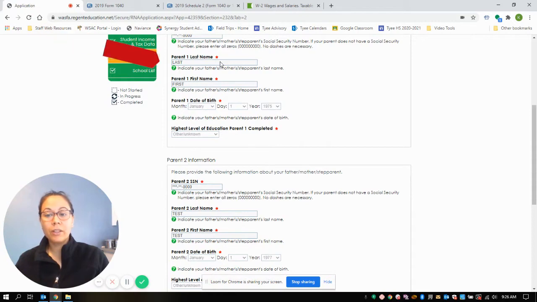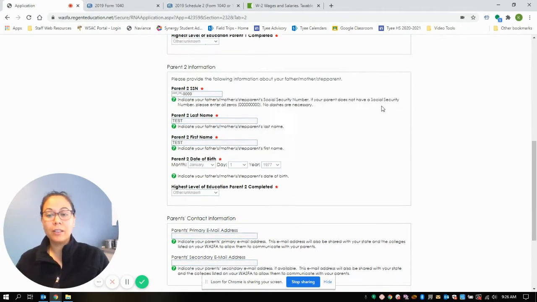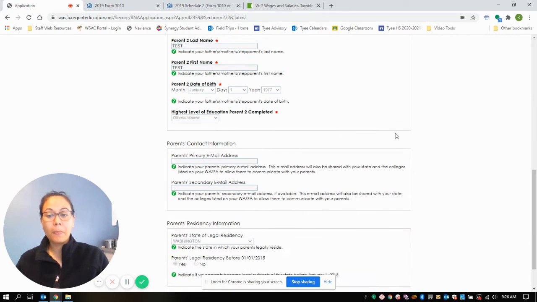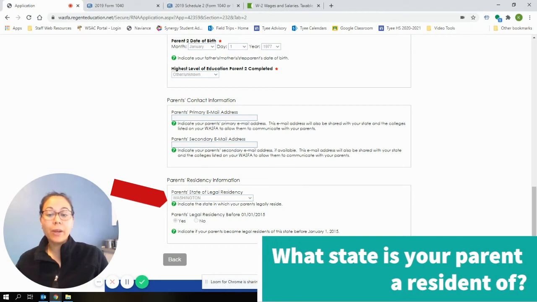And then you're going to put their last name, first name, and their birthday. And then their highest level of education. If you don't know it, you can put other unknown. So you'll do the same thing for parent two. And then you can include their email address and then their parents' residency information. This information at the bottom is specifically state residency. This is not asking about citizenship here. This is just asking what state they are a resident of.